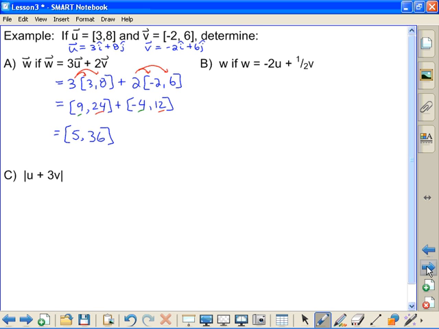On to b part. What happens now if w is negative 2u plus 1/2 v? For this one, I'm going to switch. I'm going to use the unit vector notation so you can see both. So negative 2, and then in brackets, 3i plus 8j, plus 1/2 my v vector, negative 2i plus 6j. Again, you still have to do distributive law on both. Oops, and I have switched around brackets.